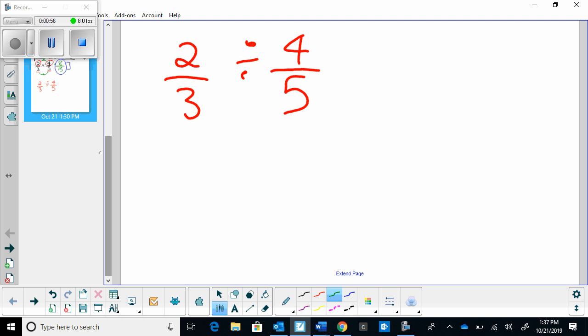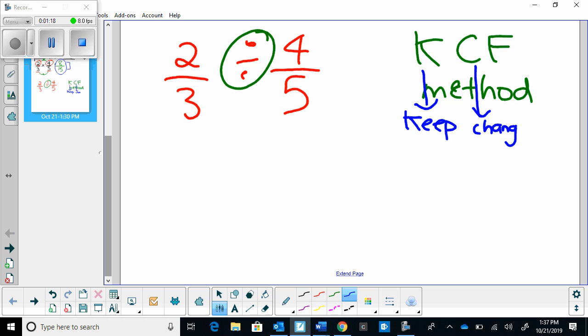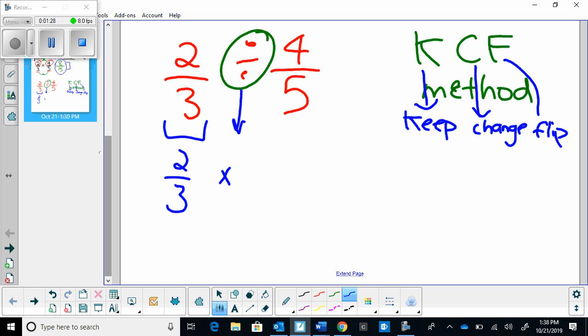This is the point where we need to use the KCF method. Anytime we are dividing is when we use KCF. We never use KCF when we're multiplying, just dividing. So what that means is we've got to keep the first one, change the sign, and we've got to flip the fraction. So we keep this first fraction, 2 over 3. We change the division sign to multiplication, and we flip the second fraction to 5 over 4.